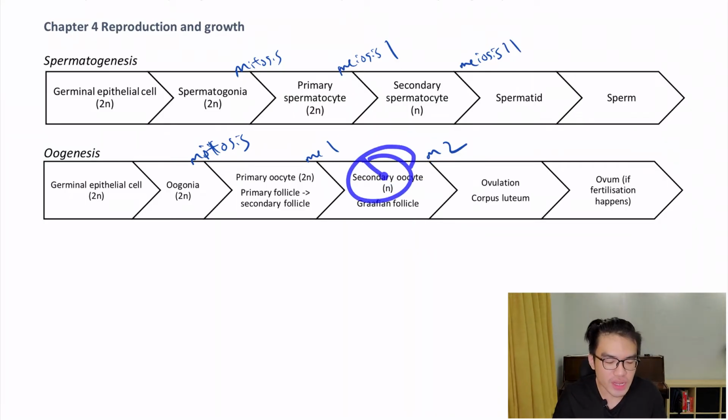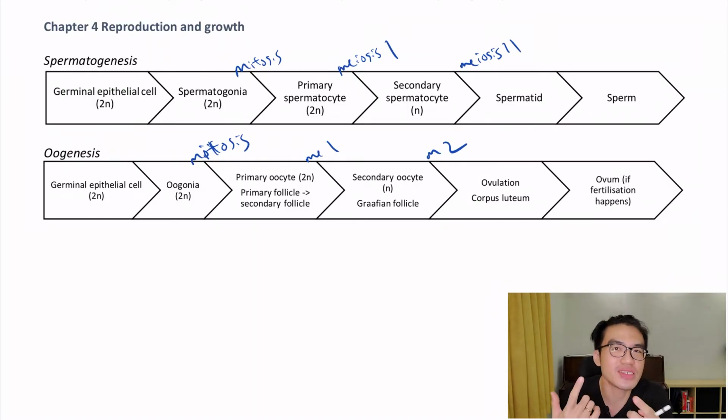If it is not fertilized, we don't call it ovum. Only when it is fertilized by a sperm, we call it an ovum. So technically, you don't release ovum every month, you release secondary oocyte.